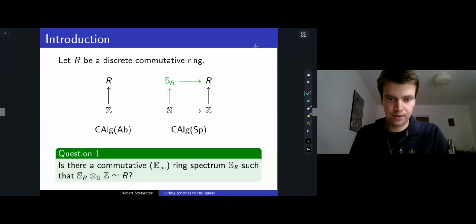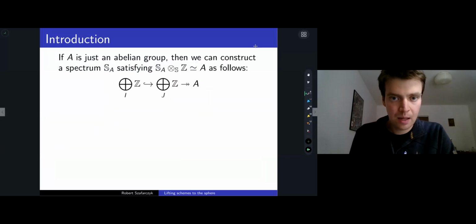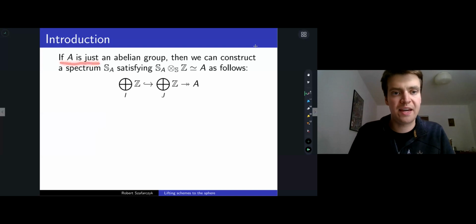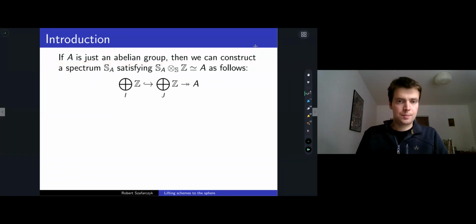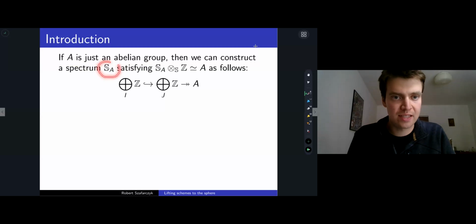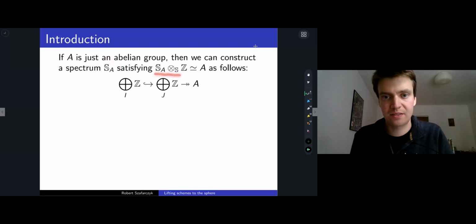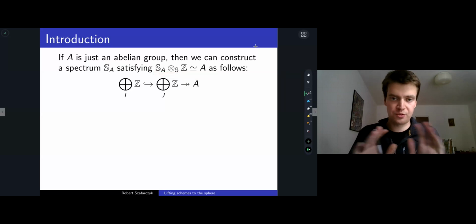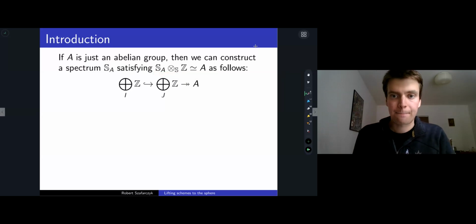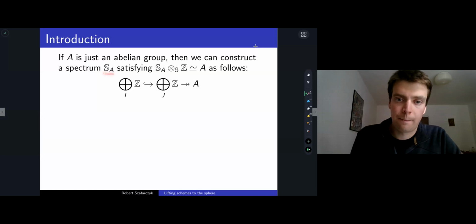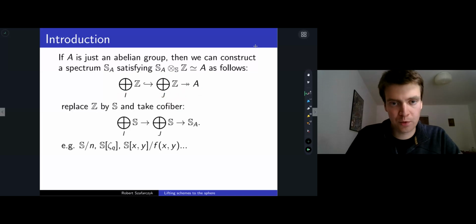The question we are interested in is for rings, but let's first see what happens if A is just an abelian group, where we just ask for a spectrum SA satisfying that base change to Z is A, without any ring structures. Then we can construct this SA by choosing a free resolution of the abelian group, a two-term resolution, and replacing those Z's by the sphere spectrum. Here there's some matrix defining this map.